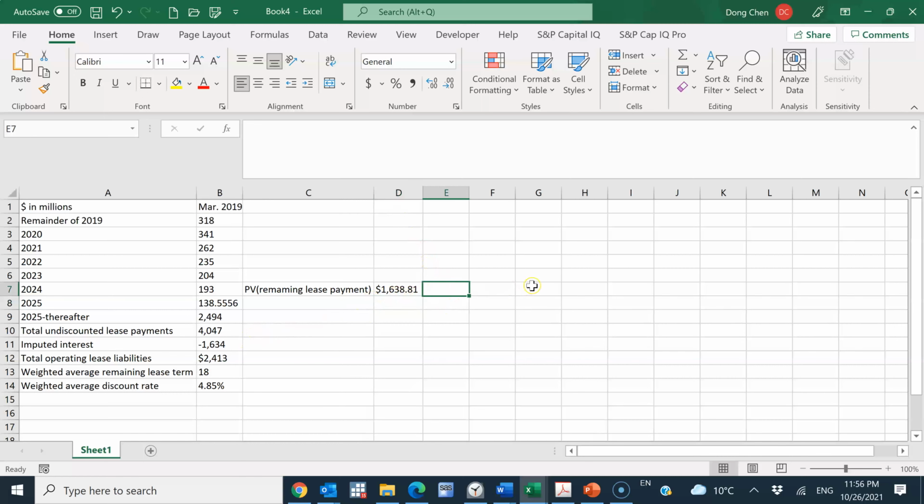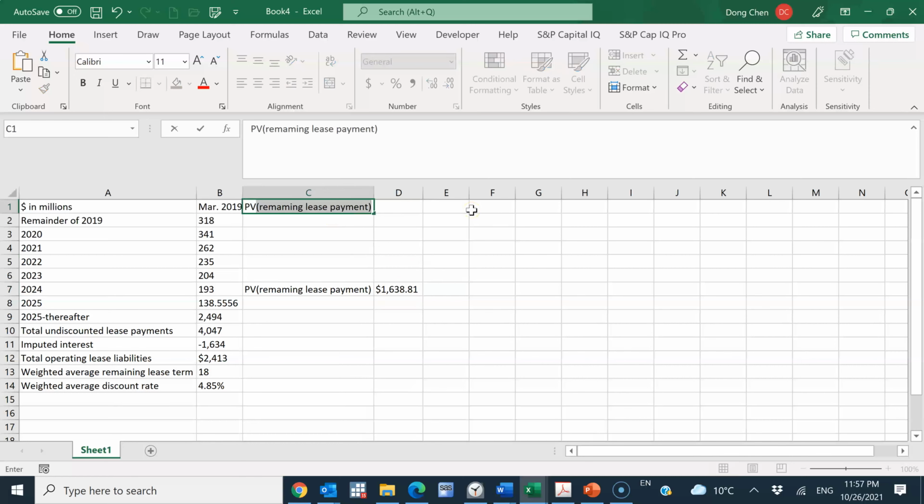So now the rest of the job is simply to get the present value of all these one, two, three, four, five, and six lease payments. We want to get the present value of these six lease payments plus the present value of this. We can call this the terminal lease payments. So then we are done. And then let me get the present value right here.